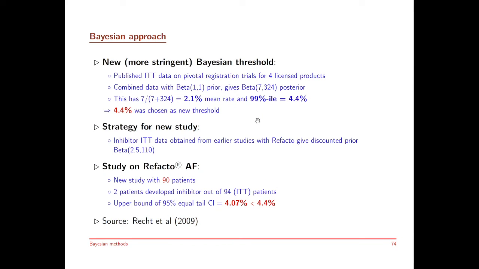On this page you can see that several Bayesian reasonings were applied to actually come up with a new rule. That new rule suggested that instead of the 6.8%, they used 4.4%. Then based on previous data within the company, they combined prior information coming from these previous data with the current study, and they studied results based on 90 patients, and they obtained that the upper bound of the 95% equal tail credibility interval was below that new threshold.